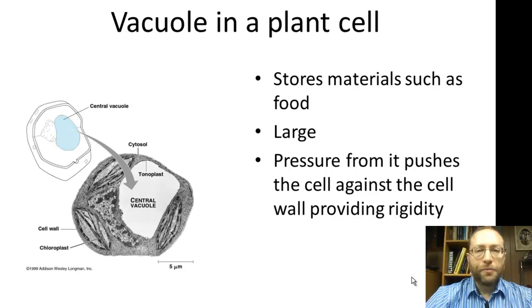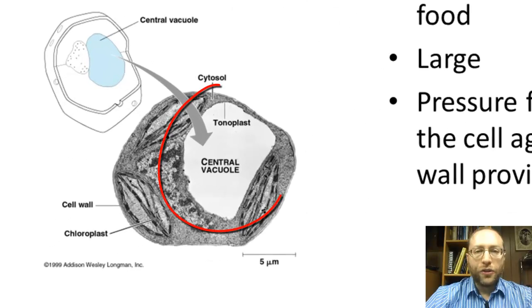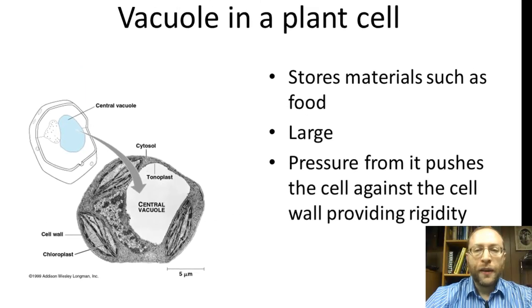I've divided them up between the plant cell and the animal cell because there are differences. Main thing is that in the plant cell, when you look at it, it's huge. Like if you look at the picture you see here of the central vacuole in the plant cell, it's very, very large, and it takes up most of the space in the cell. And in plants, it's used chiefly to store materials such as food.